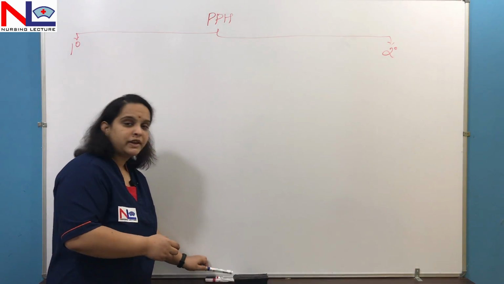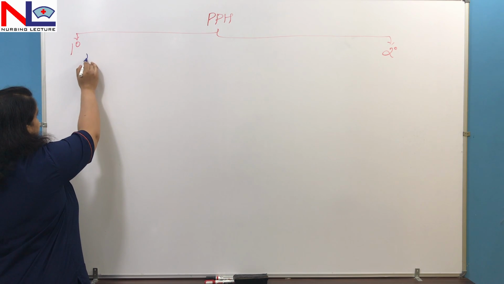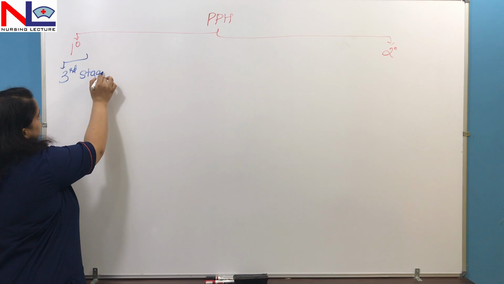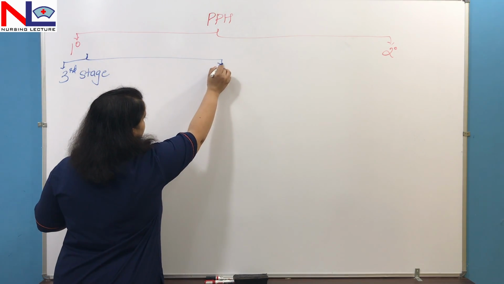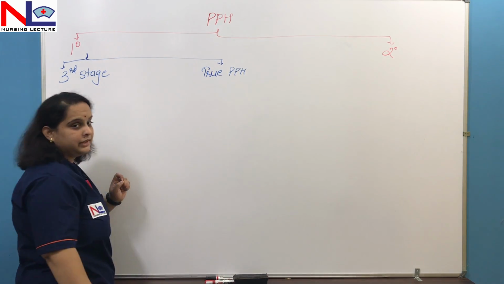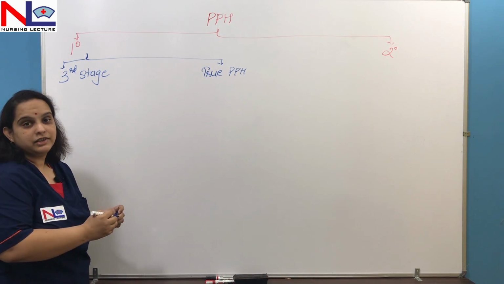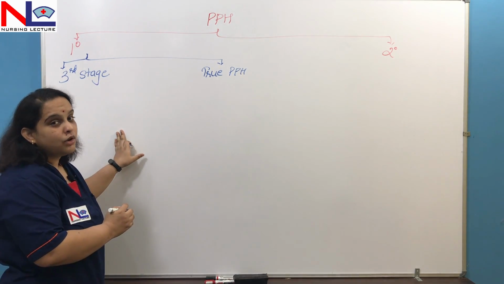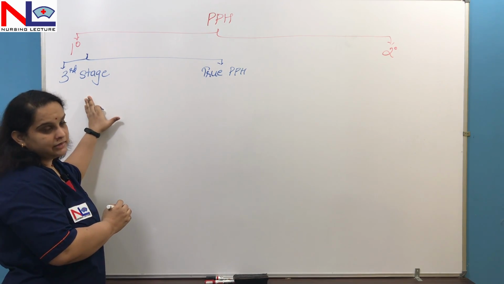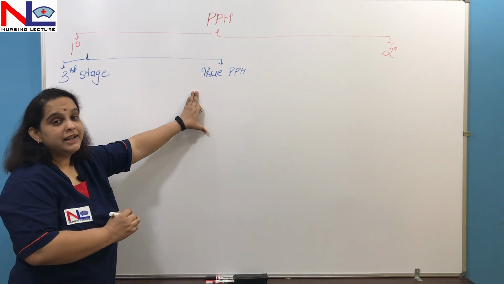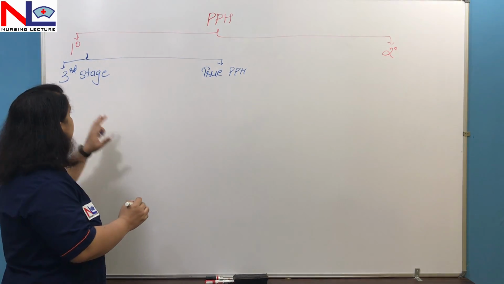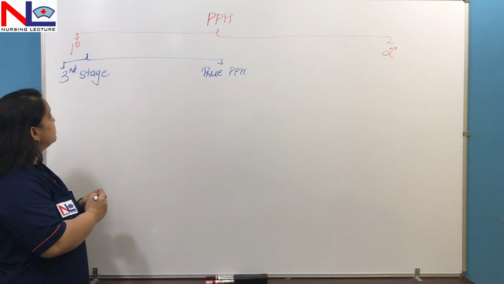In primary PPH also, we discussed its two types: the third stage and true PPH. As the name denotes, in the third stage the placenta is not separated yet, so the bleeding starts before expulsion of the placenta, and in true PPH the bleeding starts after expulsion of the placenta but within 24 hours. Okay, so let's begin with its management.